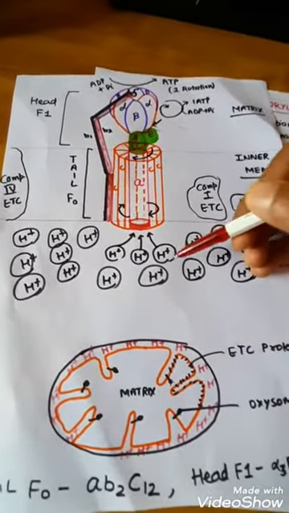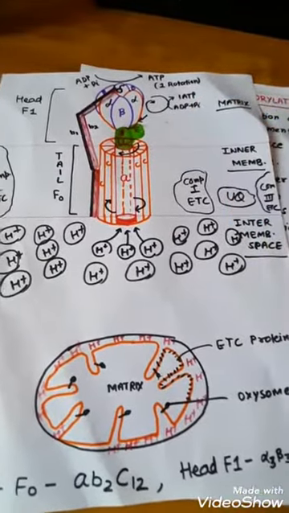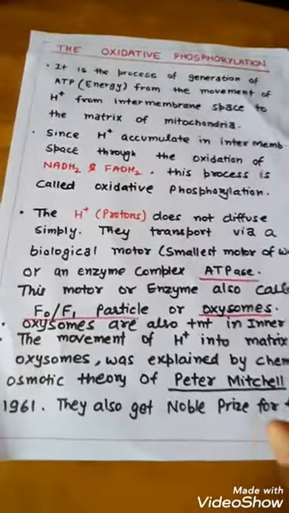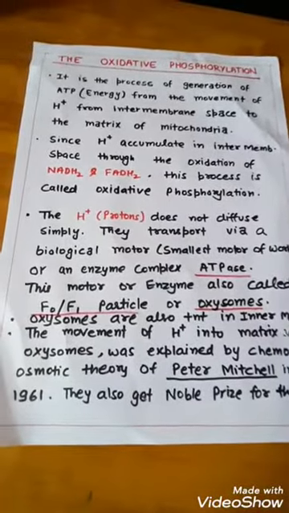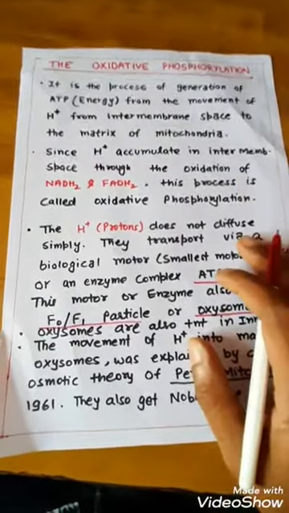The movement of the protons from the intermembrane space to the matrix of the mitochondria via this biological motor was explained by a scientist, Peter Mitchell. He termed it the chemiosmotic hypothesis or the chemiosmotic theory. So let's start with the mechanism of oxidative phosphorylation.